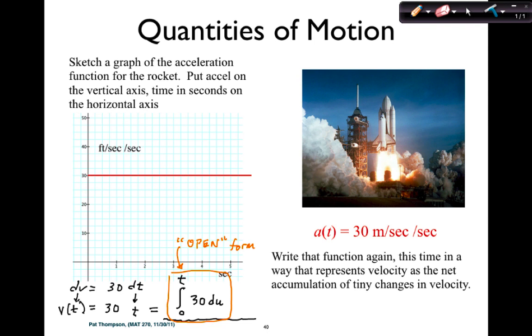So the advantage of open form is that it expresses what it's about, right? It expresses that we're summing up, like I said, the accumulation of tiny changes in velocity. So it represents the underlying meaning, right? That notation represents the underlying meaning of an accumulation function. What's the disadvantage to open form?